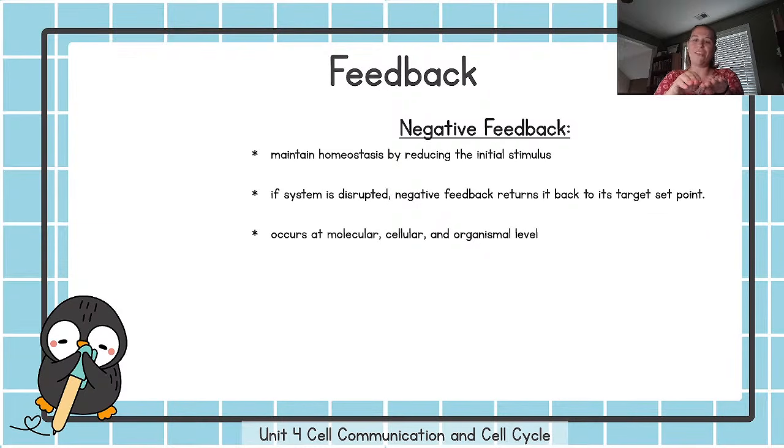Or if your blood glucose level gets too high, you release insulin, which then brings you back down. And so that's all part of that negative feedback that homeostasis is maintaining. Okay. So if the system gets disrupted, the negative feedback's main job, again, is to return it back to that set point. And this can either be the molecular, the cellular, or the organismal level. Okay, and this is straight out of the CED.